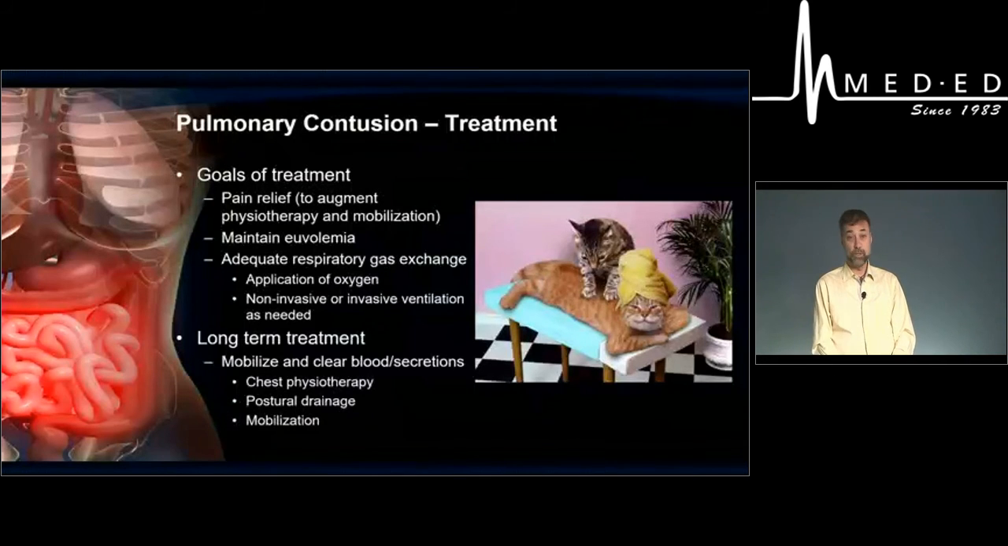Here we are again with euvolemia. Don't over-resuscitate, because the extra fluids from over-resuscitation are going to contribute to that pulmonary edema. And then to ensure the patient has adequate respiratory gas exchange, use supplemental oxygen and either non-invasive or invasive ventilation if necessary. Preferably non-invasive so the patient can cough. Now long-term, we again want to make sure we mobilize secretions and blood through early chest physiotherapy, postural drainage, and early mobilization.